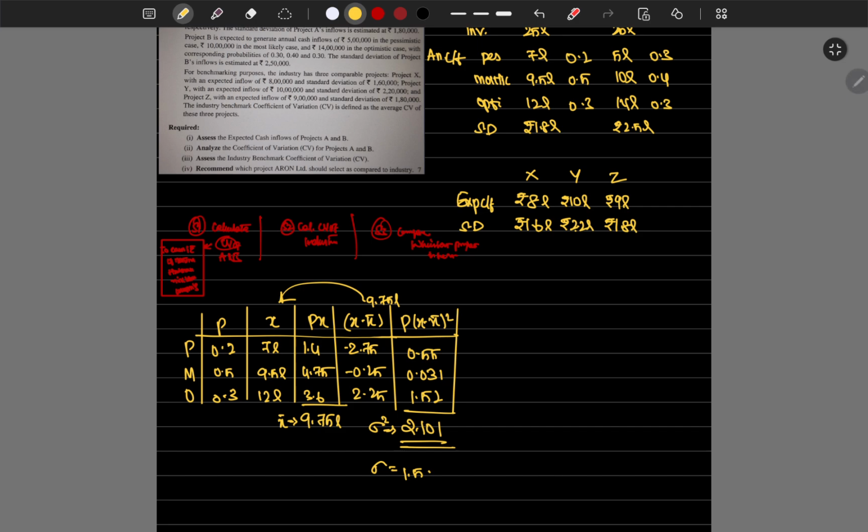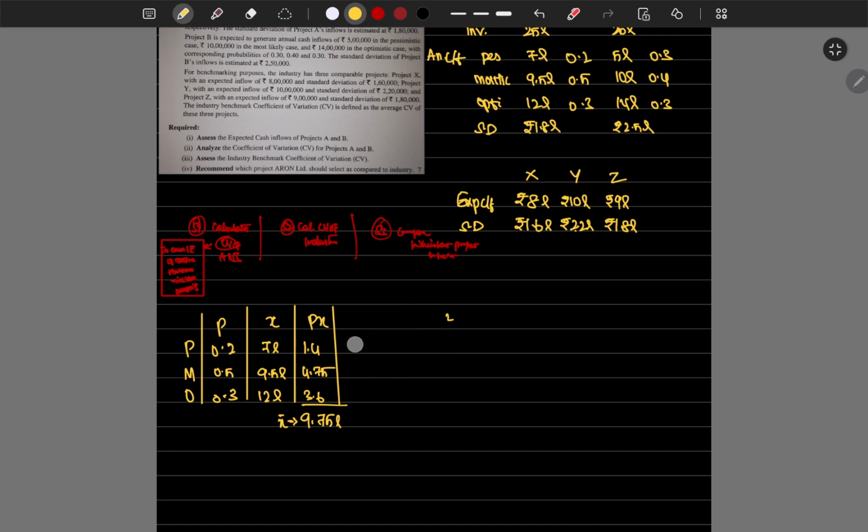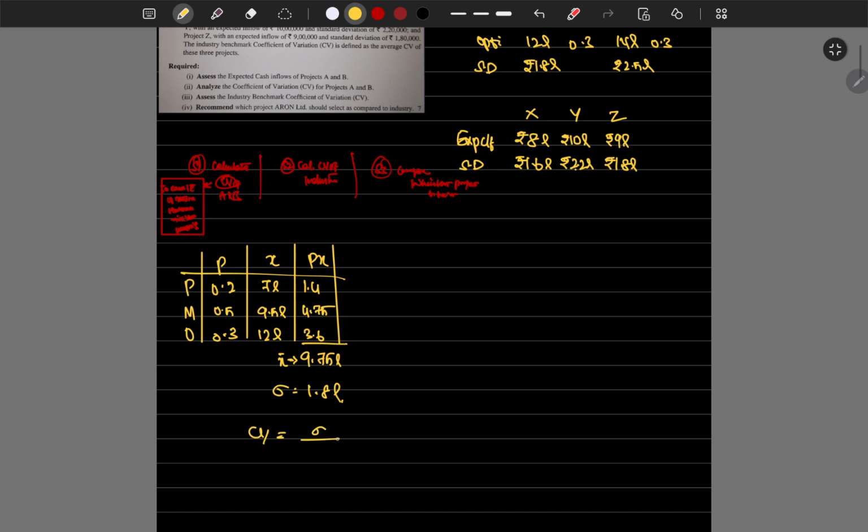But we should not do it like this, because we have been given the standard deviation already in the question itself. Things which are not required, like how we do in portfolio management, we should not do here. The standard deviation given is 1.8 lakh. So what's the CV? Risk upon return: 1.8 divided by 9.75, which is 0.18.